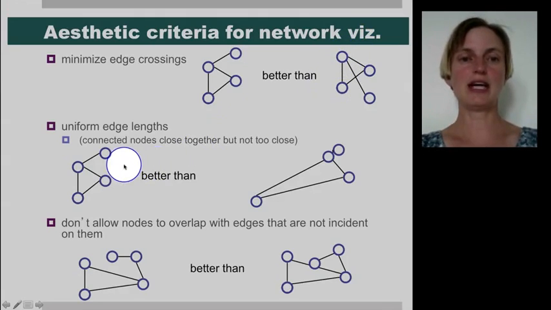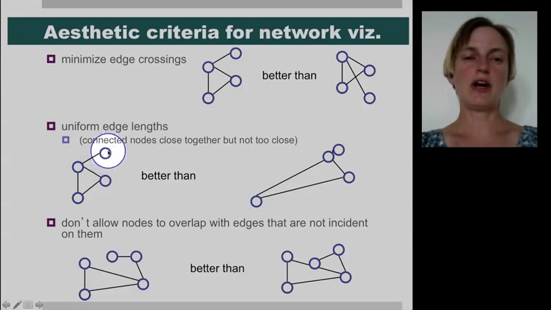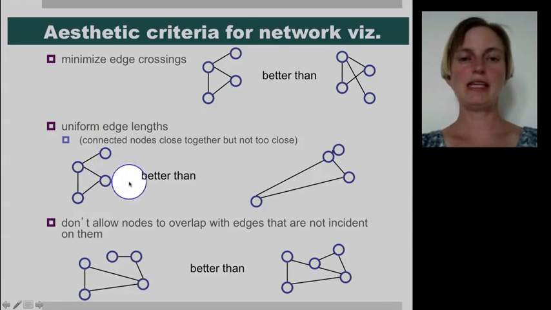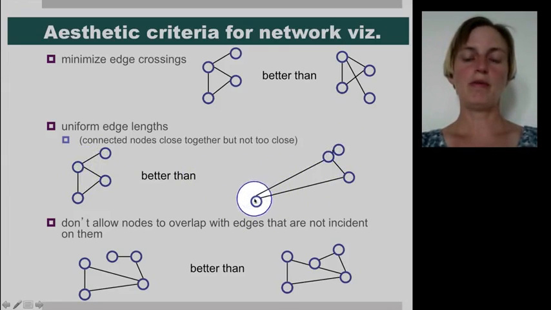Another thing that you'd like to have are uniform edge lengths. And here you just like the nodes that are connected to be about the same distance from each other. And this is better, for example, than this visualization where we may not know that this node is connected to these others, and here we may not even really see the edge between these two.